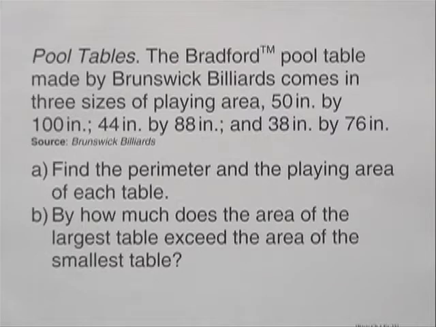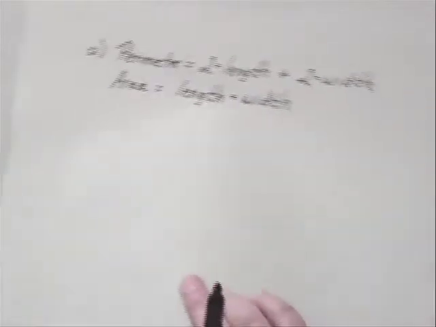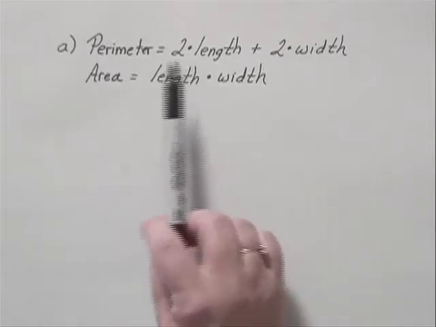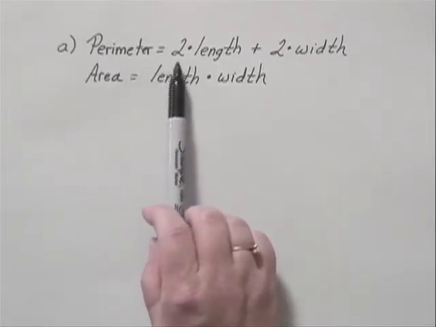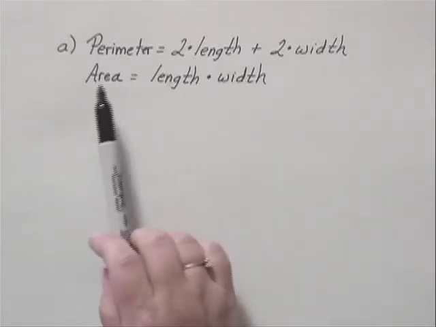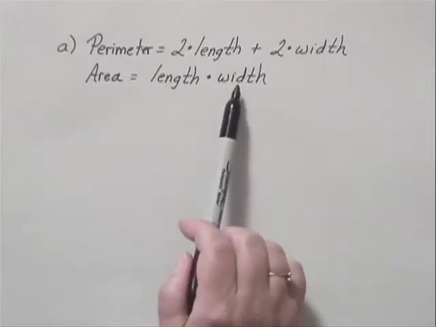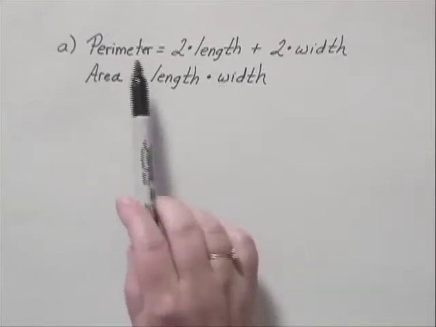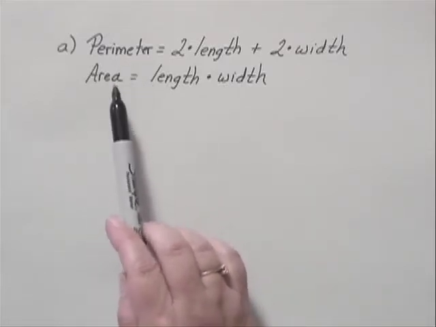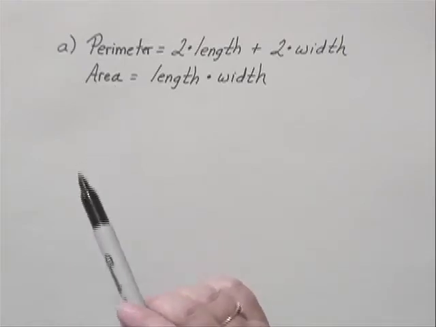For the first part, we first of all can think of what equations we're going to use, and we can remember that perimeter of a rectangle is 2 times the length plus 2 times the width, and the area of a rectangle is length times width. Now we need to use each of these formulas 3 times because we need to find the perimeter and the area of all 3 tables.